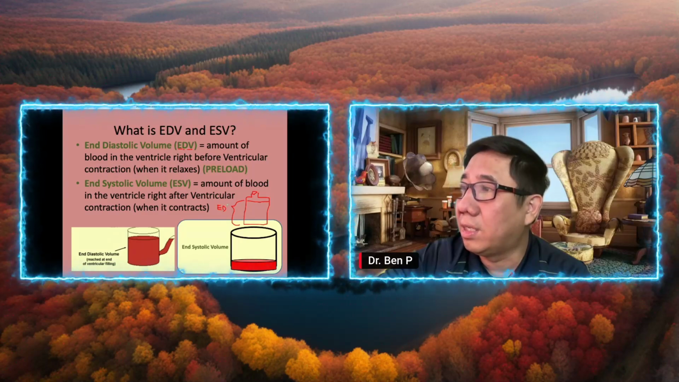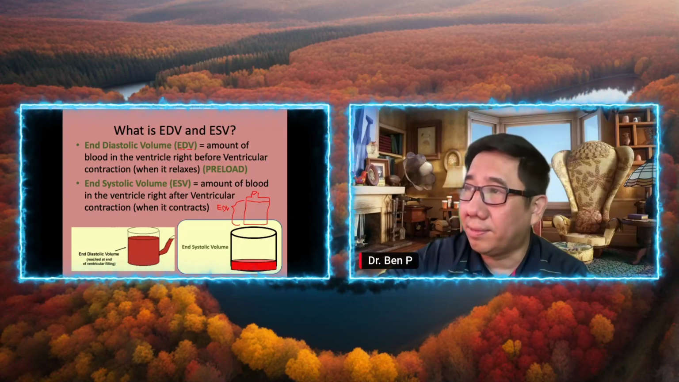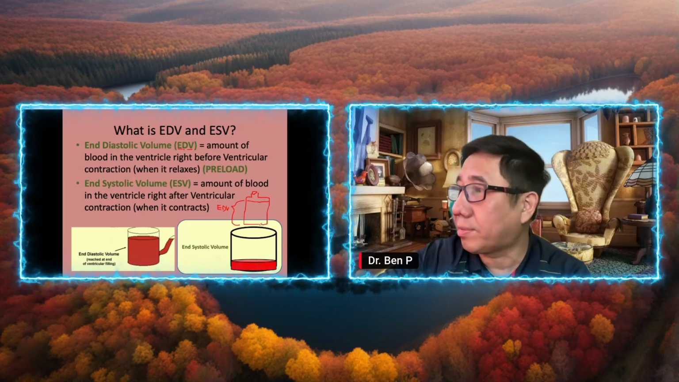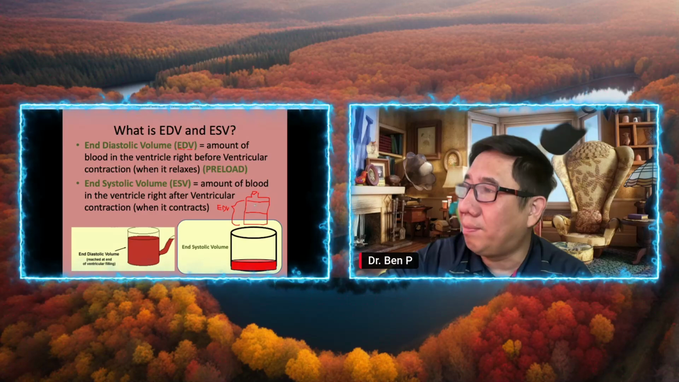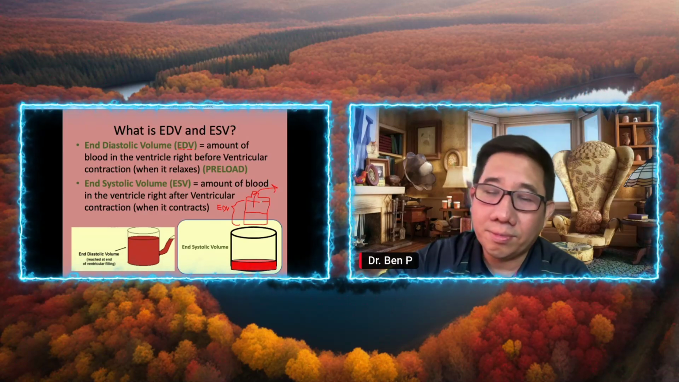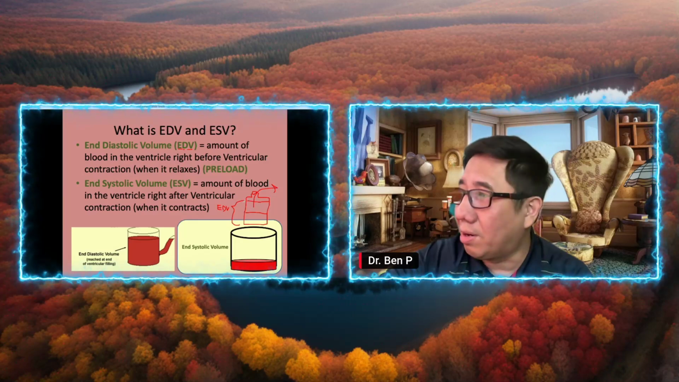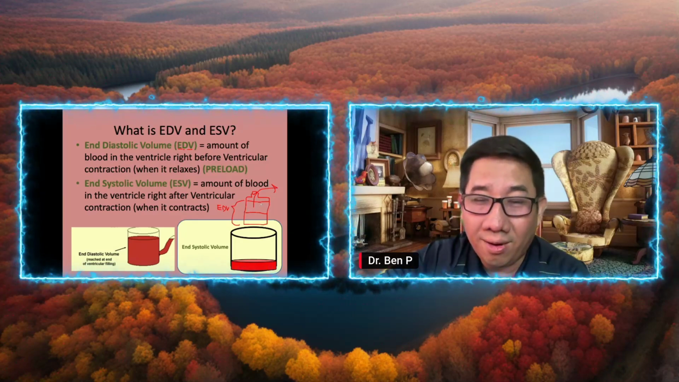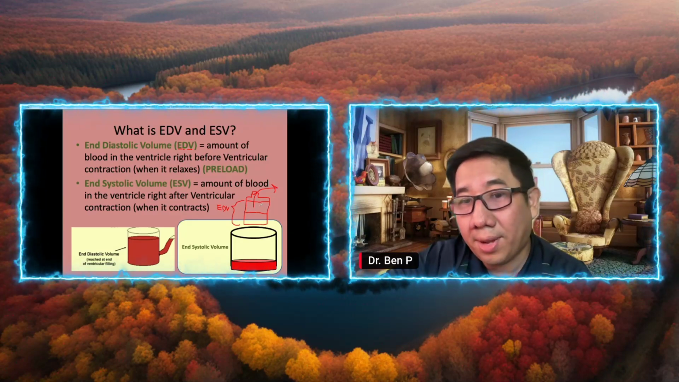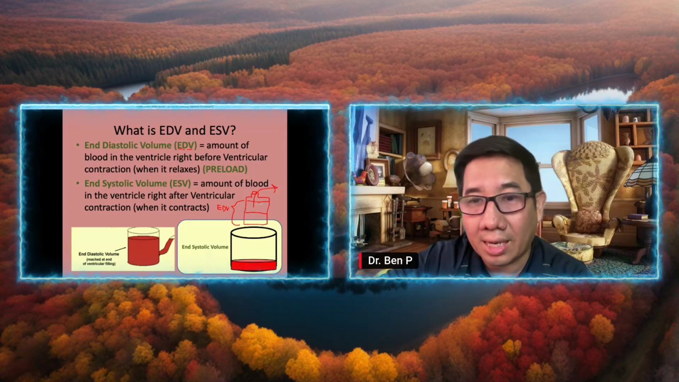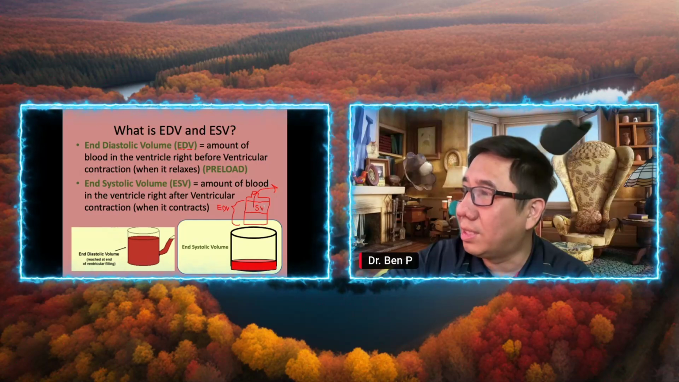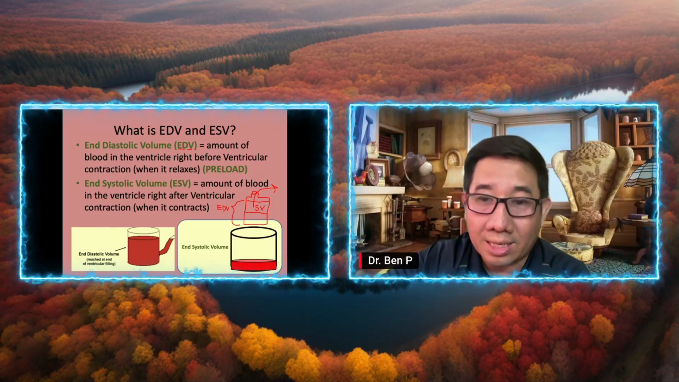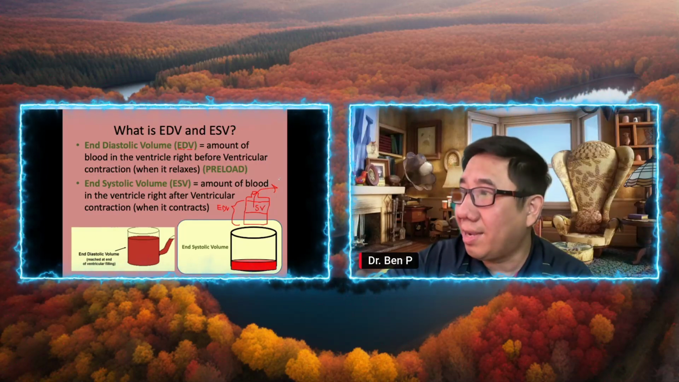And ESV. Let's say you contract. When you contract, you pump out this much blood. We already talked about the volume that your heart pumps out every time it contracts. We call that stroke volume. So this is the stroke volume. It's the amount of blood that your heart actually pumps out every time.